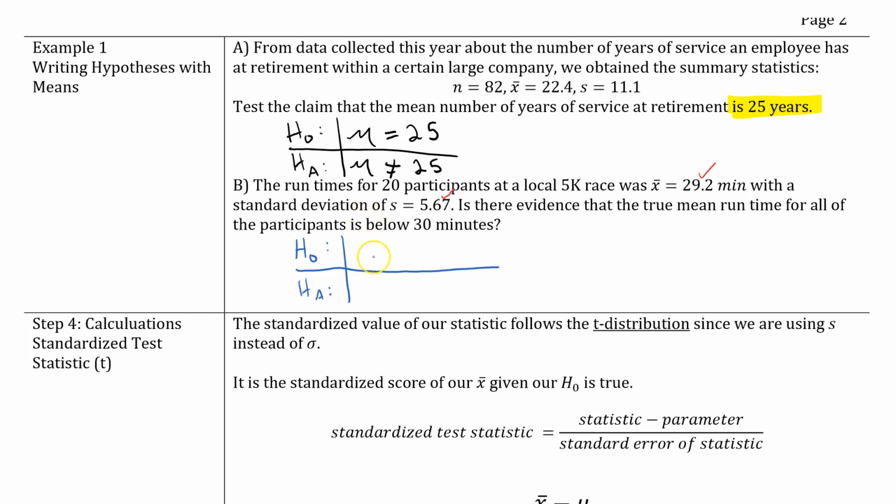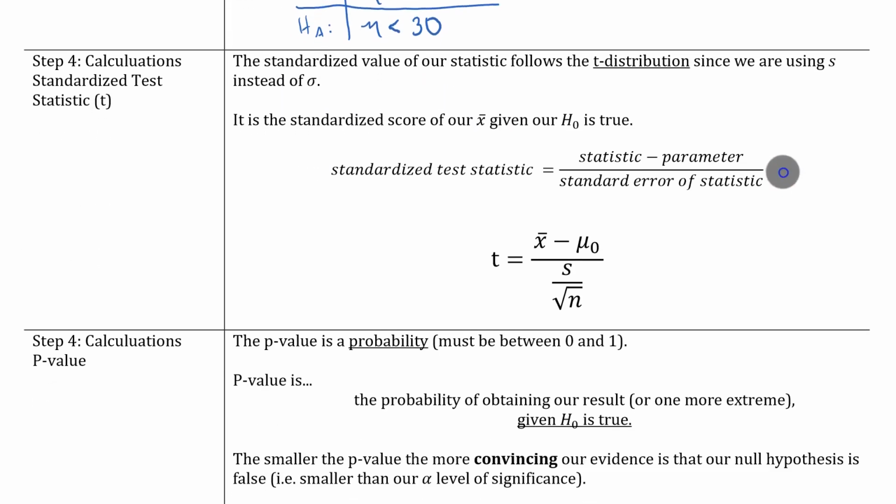Hopefully you have something written down. And since we're comparing it to 30 minutes, then 30 is what we're going to assume. And we're trying to show specifically that we're below 30 minutes for the mean, so we'll put a less than 30 here. So there you go, writing our hypotheses. That's one difference. The second difference is our calculations.